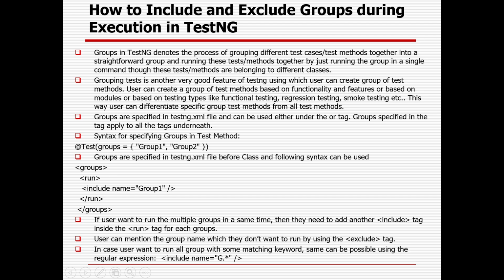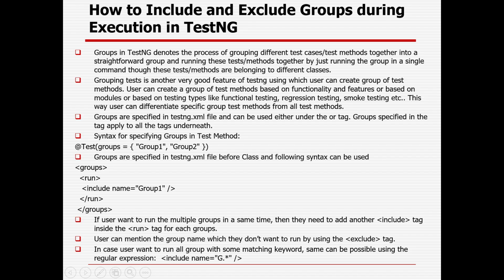So how can we add the test cases to a group? You already know the @Test annotation is treated as a test case in TestNG. In case you have 5 @Test annotations, it will be considered as 5 test cases. Within the @Test annotation, you can mention brackets, then groups equal to, and within the second brackets you can give multiple group names. After that, in the testng.xml file, right after the suite tag, you need to add the groups tag, then the run tag, and here you can include the group name wherever required. That is the way you can include, and you can also exclude.